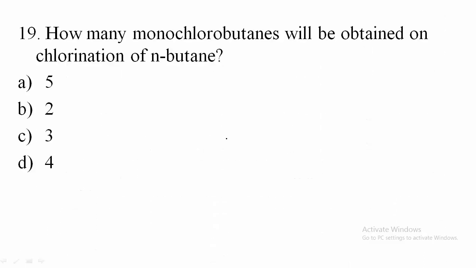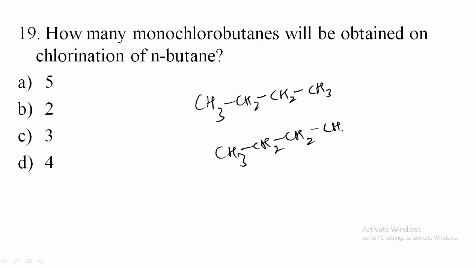19th one, how many chlorobutanes will be obtained on chlorination of n-butane? n-butane means normal butane, so write the structure first. CH3, CH2, CH2, CH3. It is butane. Now I can remove one hydrogen and add chlorine. So CH3, CH2, CH2, CH2, Cl. I remove one hydrogen and add one chlorine. This is monochlorobutane.